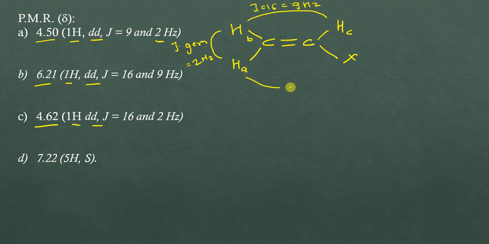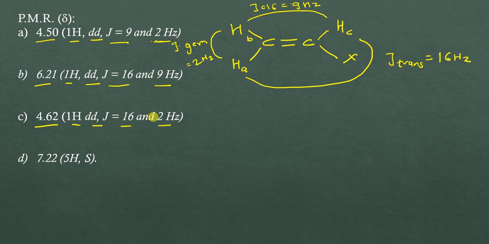And this J trans will be around 16 hertz. 16 hertz. So whenever you observe this kind of pattern in coupling constants, you should easily recognize that it must contain a monosubstituted alkene, or this type of system is present, right? This we can easily recognize.